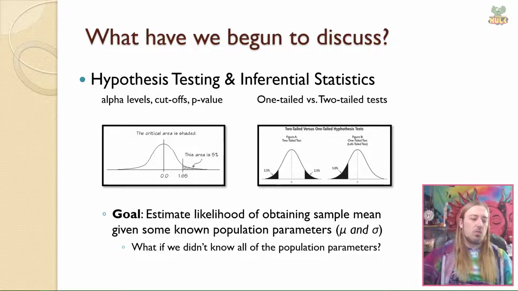So why did we go through all this? Well, hypothesis testing allows us to say something about two populations, or maybe more populations, depending on the test that we're using, saying whether or not population A is the same as population B.